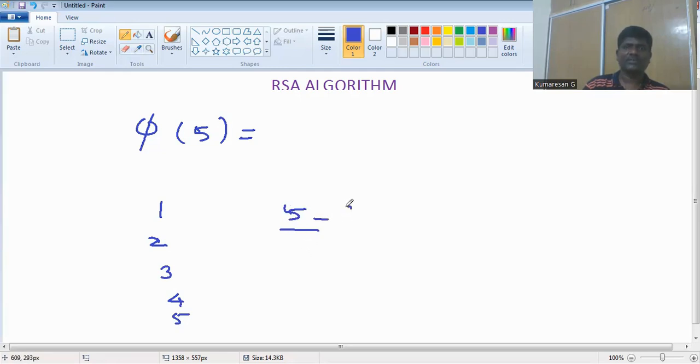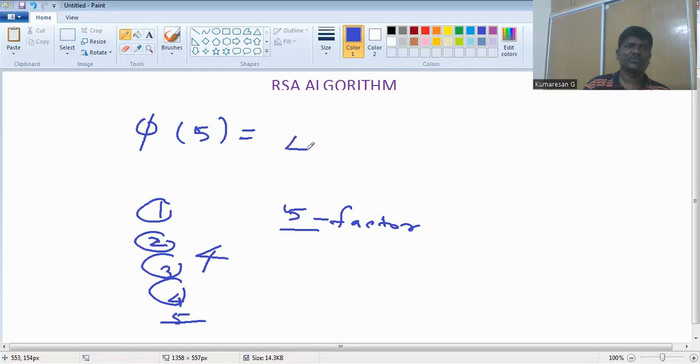So what is the factor of 5? Only 5. So we need to remove the fifth one. So what are the remaining values? 1 is there, 2 is there, 3 is there, and 4 is there. So the pi of 5 is always 4. Which means if you take 7, pi of 7 equals 6, and pi of 3 equals 2. That's why we are always subtracting 1 from the prime numbers p and q. So in order to find Euler's quotient function, we always subtract 1 from the prime numbers. This is the reason.